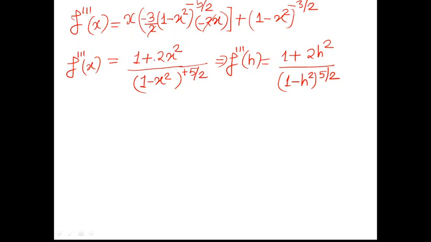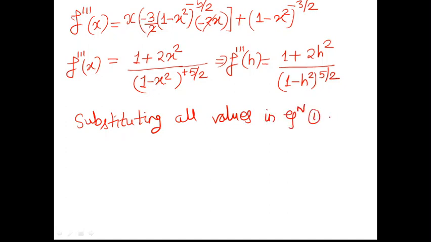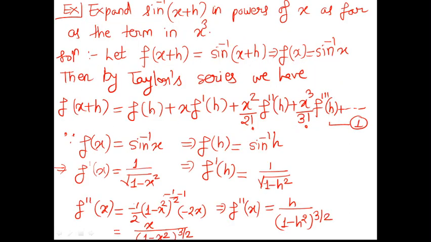So substituting all these values which are required in equation 1, we get. So what we shall get? You can see what are the requirements: f of h, f dash of h, f double dash of h, and then f triple dash of h. All these values will be substituted.